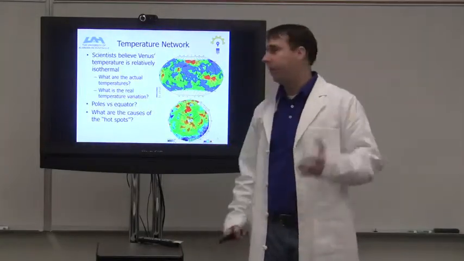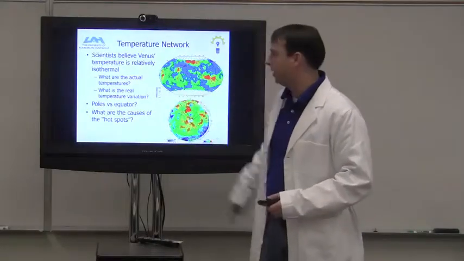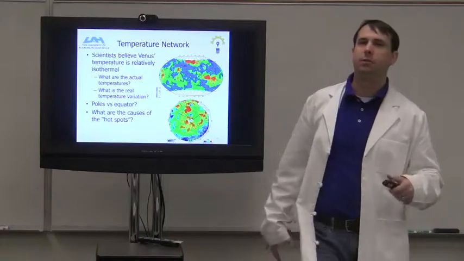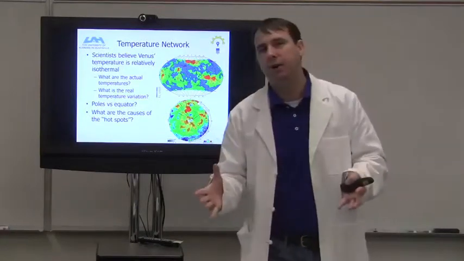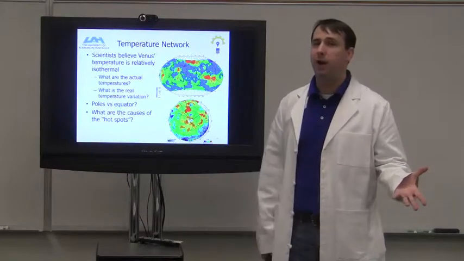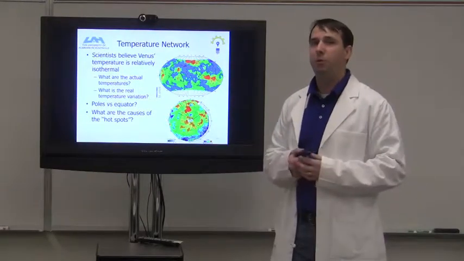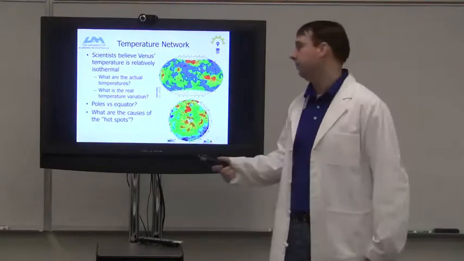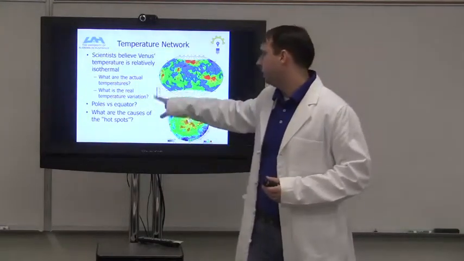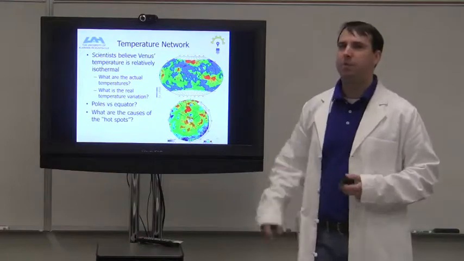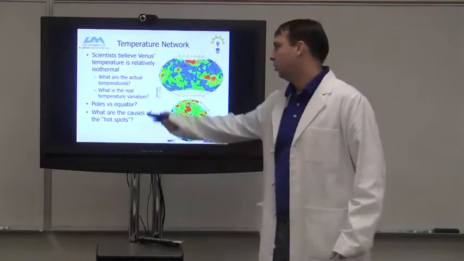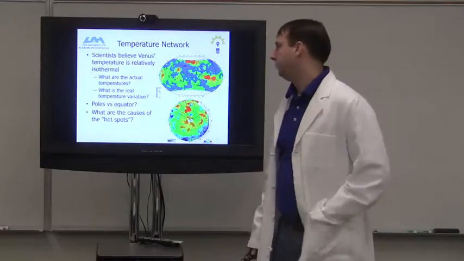Temperature network, there is some, you can't see the scale, but you can look at the charts on your own. There's some temperature variation across the surface of Venus. It's typically isothermal, but there are some hot spots. Scientists don't know what the hot spots are about. They've just measured them. They don't know why there's hot spots or what's causing them, but they have measured them. There's not much of a difference in the hot spots, but they do exist, and that's kind of fascinating to scientists. And so are the poles versus the equators, are they hotter?